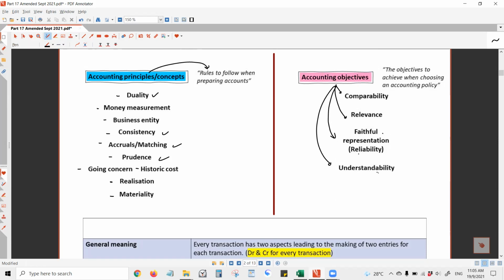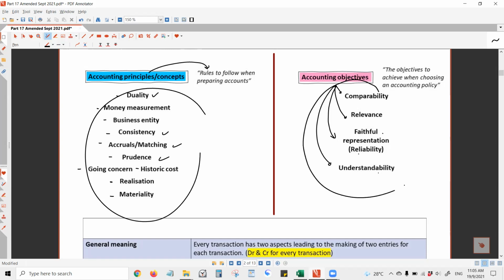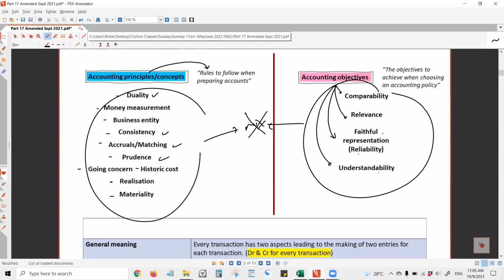You must know which are accounting objectives and which are accounting principles. Don't get these two groups of terms mixed up, because certain questions give you a list made out of accounting objectives and principles and ask which are the accounting objectives. If you choose accounting principles, then you are wrong. So make sure you don't choose the wrong group. Don't get them mixed up.